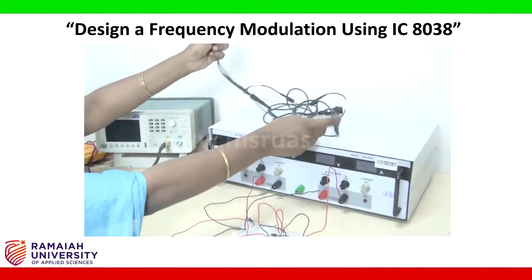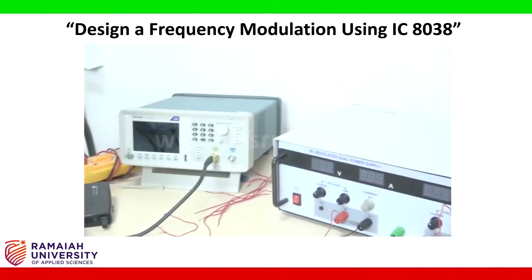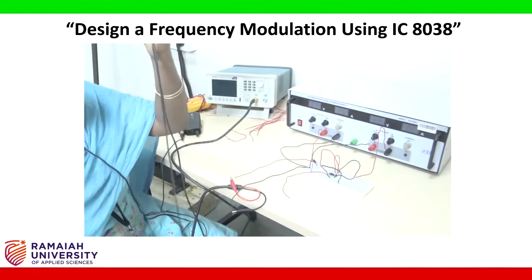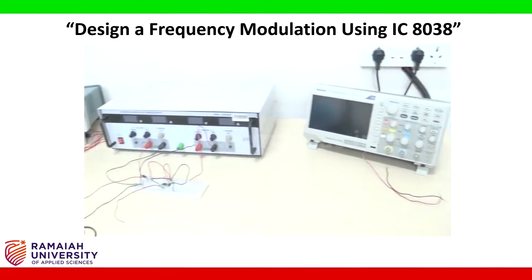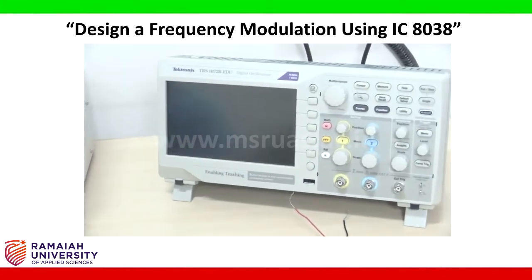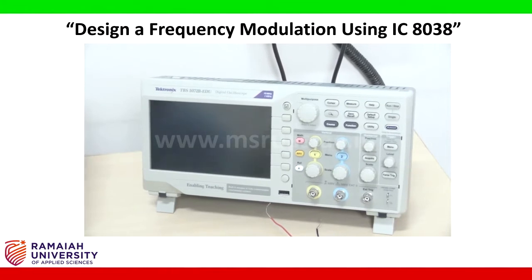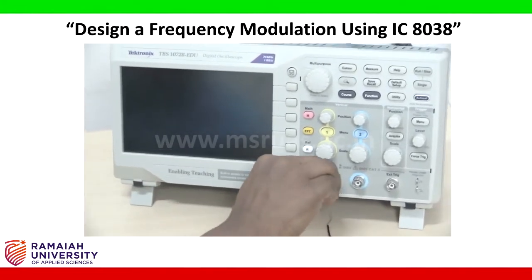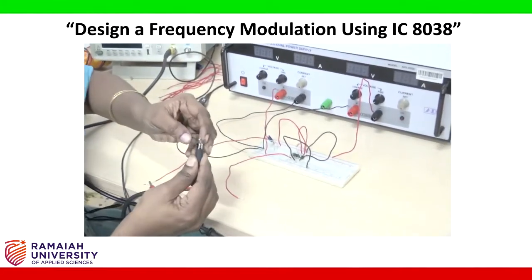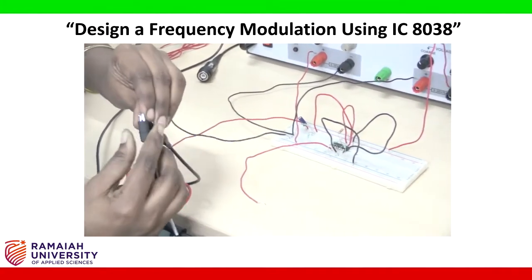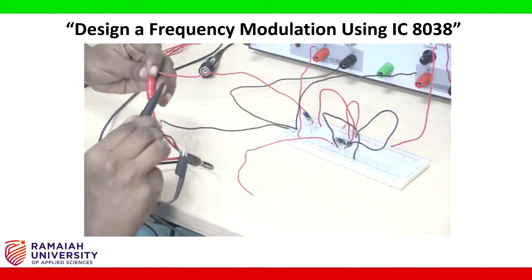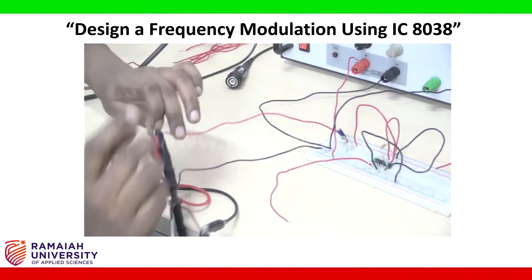Now take a CRO probe. So connect one edge of this CRO probe to channel 1 of CRO, and the other edge, give the ground pin to the ground, and this one put it to the input so that we can check input in our CRO.